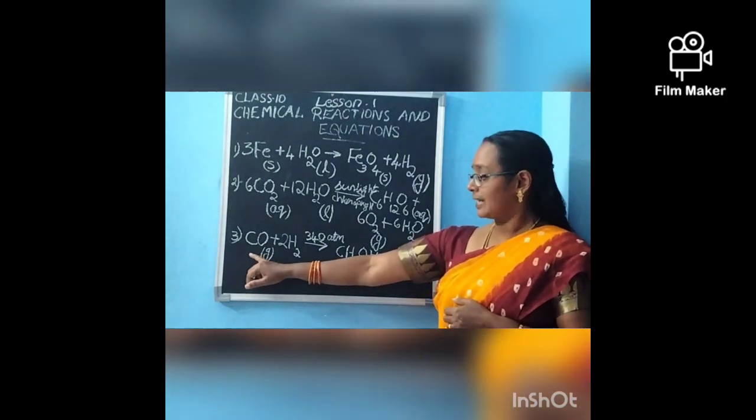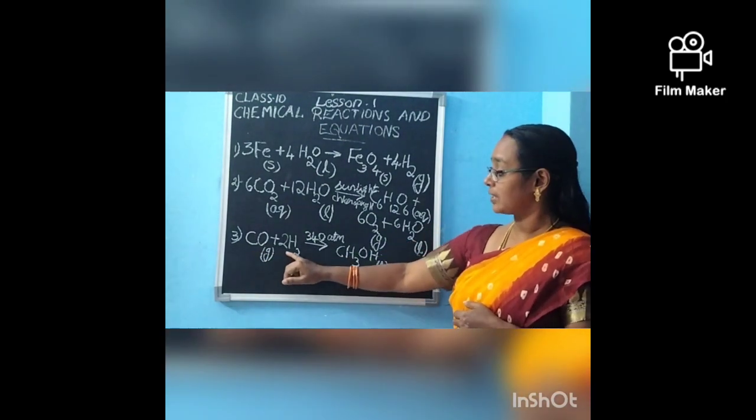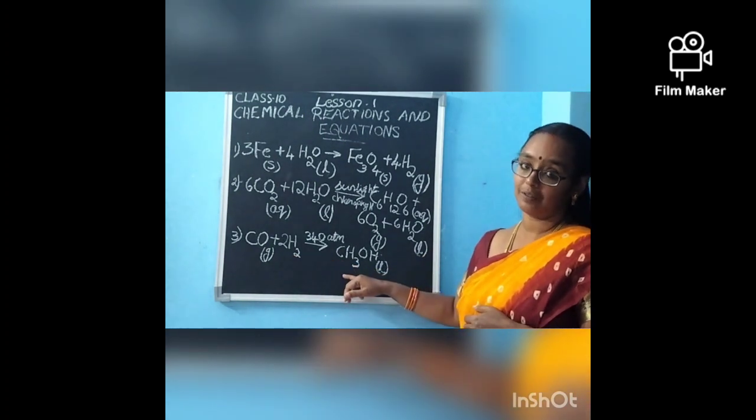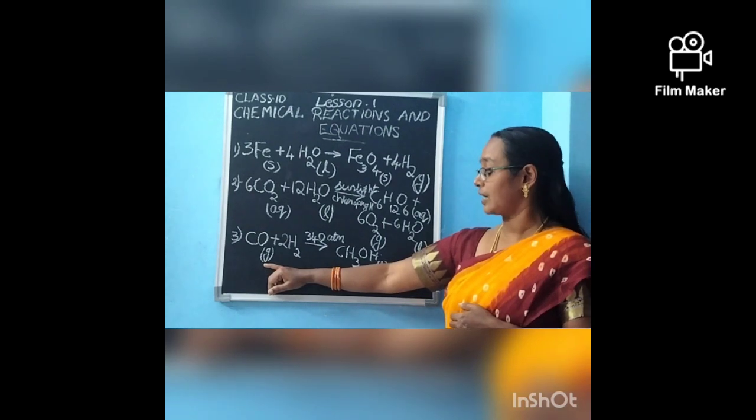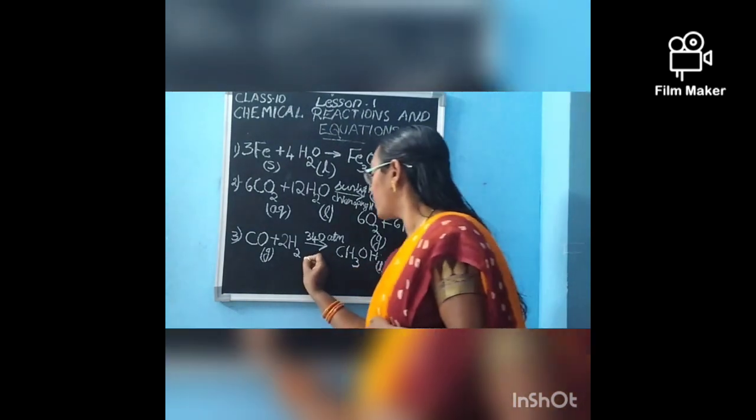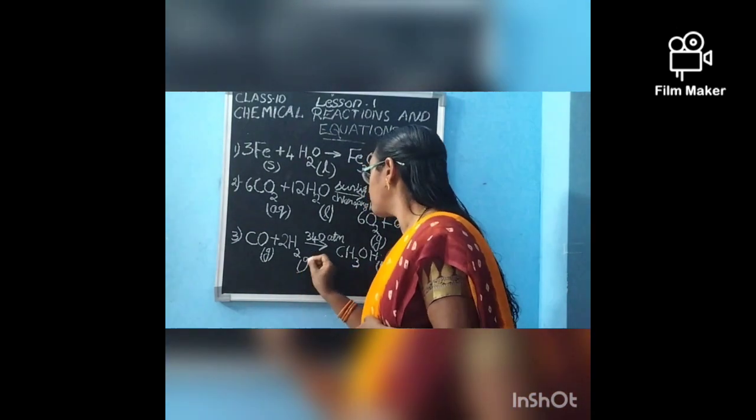Then the new one, that is carbon monoxide, reacts with hydrogen to form methanol. Carbon monoxide is a gas which reacts with hydrogen, also a gas, to form what? To form methanol.